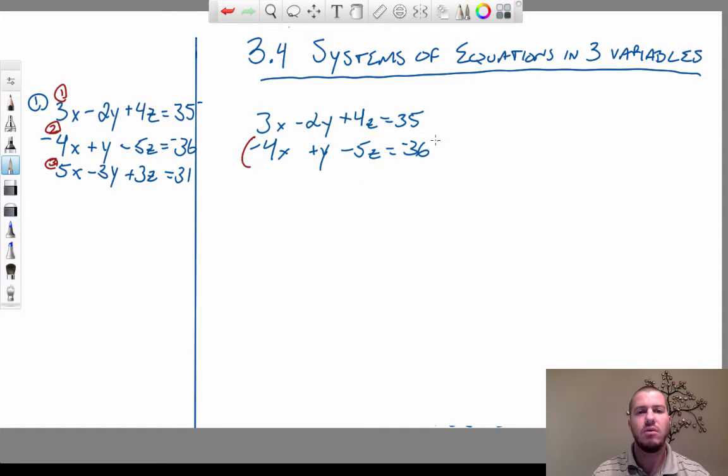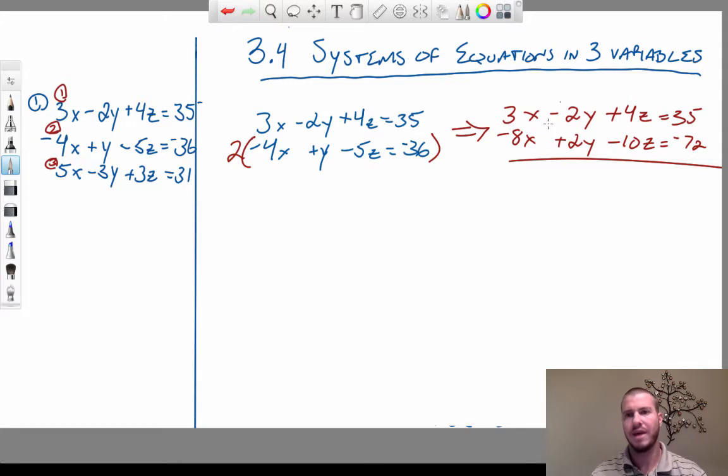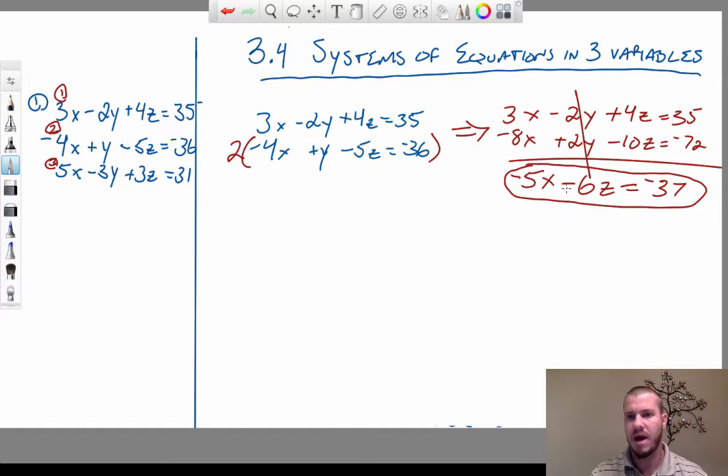And what I need to do is to be able to eliminate this y. So I'm going to multiply it by 2, and then that's going to be positive 2, negative 2 will cancel out. So I get these, and now I'm going to combine them to eliminate the y's, and I get negative 5x, this combines to be negative 6z is equal to negative 37. I'm going to circle this one because I'm going to come back and use that one.